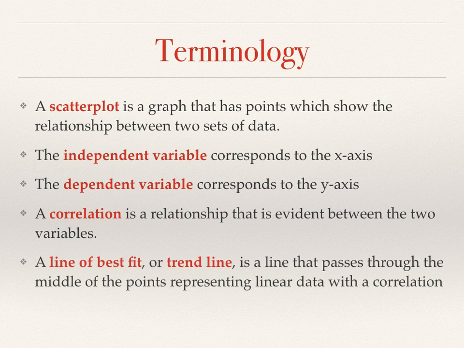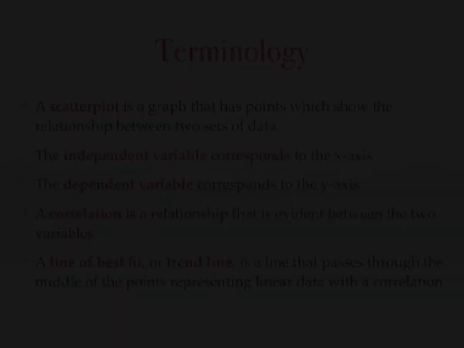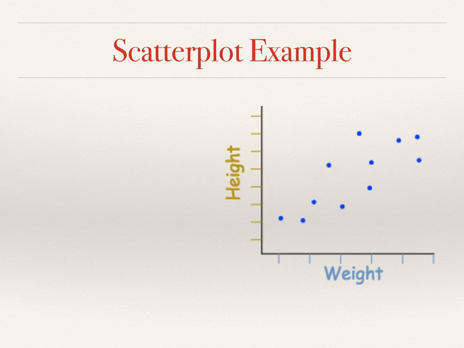A line of best fit, or trend line, is a line that passes through the middle of the points representing linear data that have a correlation. So we'll start with an example of a scatterplot.